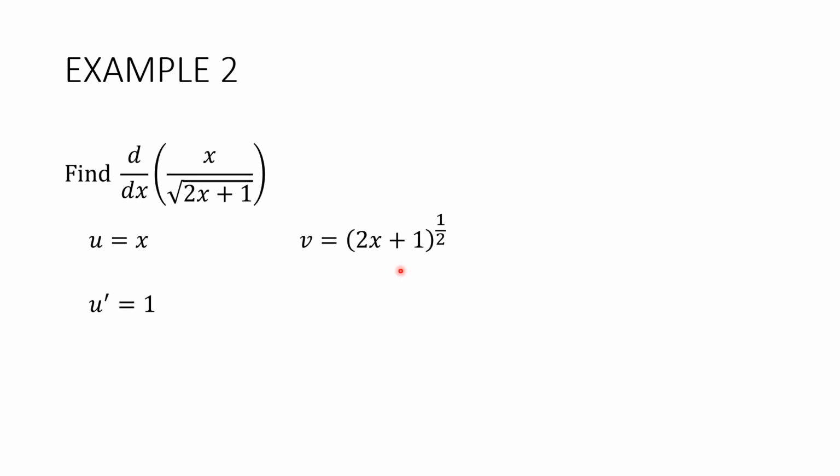So v dashed will be bring the half down, multiplied by 2x plus 1 to the power of negative a half, multiplied by the derivative of the inside function, which is 2. And take the time to tidy this up. A half times 2 is 1. Now let's construct the quotient rule. It is v multiplied by u dashed. Take away u multiplied by v dashed divided by v squared.